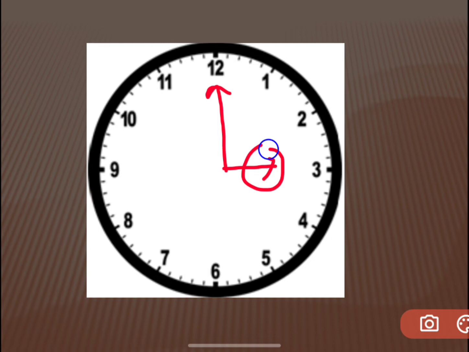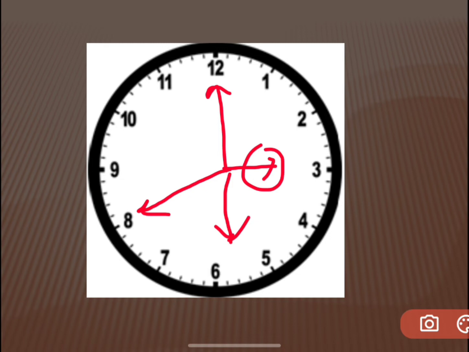And how do you find the minutes? It's like the five table. If the longer hand is on 6, then it is 5 sixes are 30. That means 30 minutes, isn't it? If the longer hand is on 8, 5 eights are 40. So 40 minutes, isn't it?